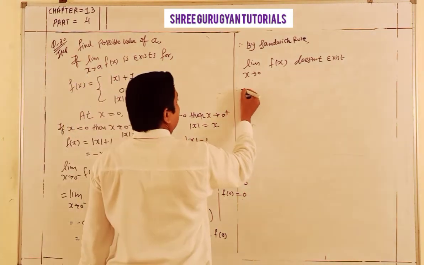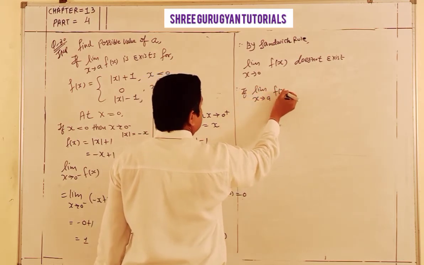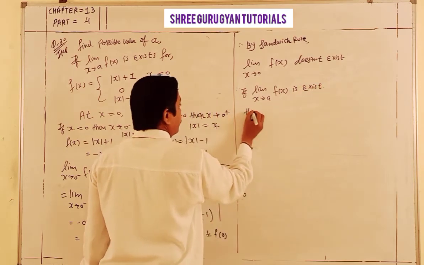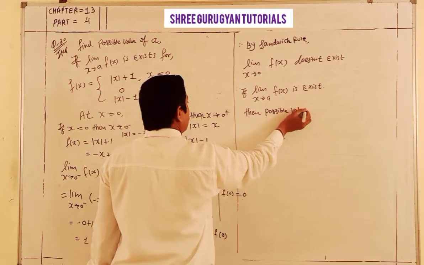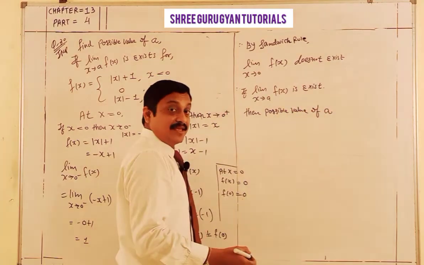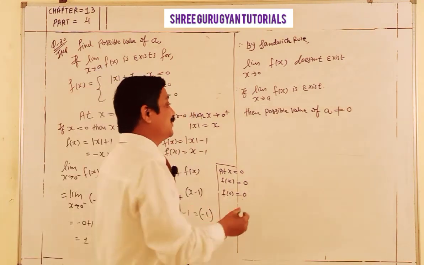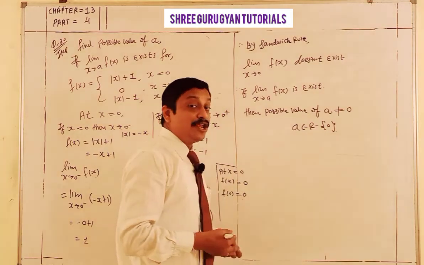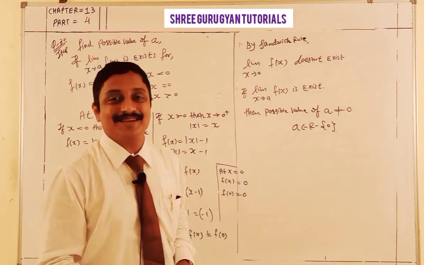Therefore, if the limit as x tends to 0 of f(x) exists, then the possible value of a is never 0. It means other than 0. So a belongs to R minus {0}, any real number, but 0 is not taken in this answer.